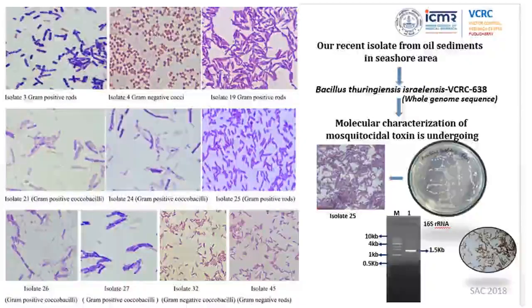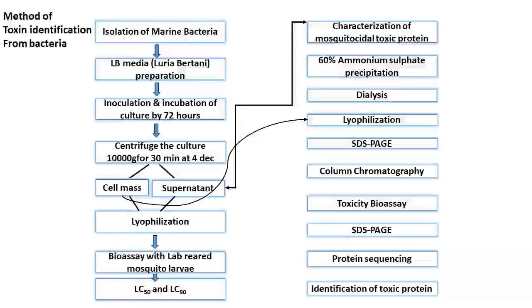The methodology is a very long process, especially the microbiological process. As soon as the samples from environments are brought back to our laboratory, they are isolated by inoculating the culture medium, allowed to grow for nearly 48 or 72 hours, and the cell mass and the supernatant are separated. The cell mass goes to rigorous lyophilization, and preliminary bioassays are conducted for confirmation of toxicity. After that, we study the whole genome sequence of the bacterium.